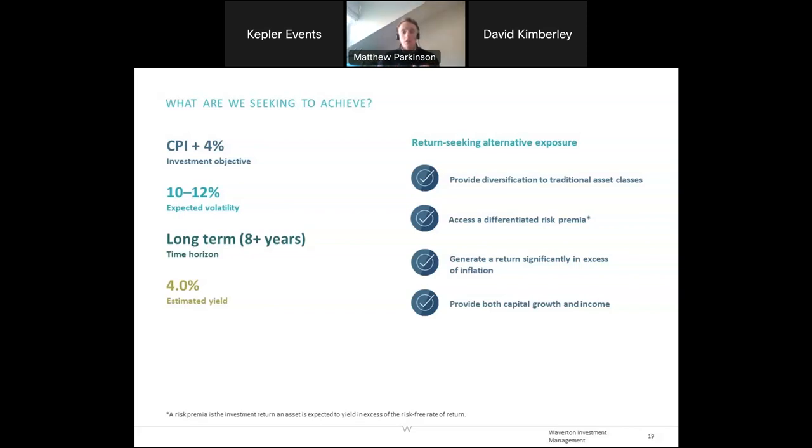Now remember, this is our return-seeking allocation. We're really trying to fill that void that's going to be left due to the limited return potential left from your traditional investments, in particular fixed income, as that 7.9% annual return from the UK gilt is very unlikely to be repeated over the next 5 to 10 years.